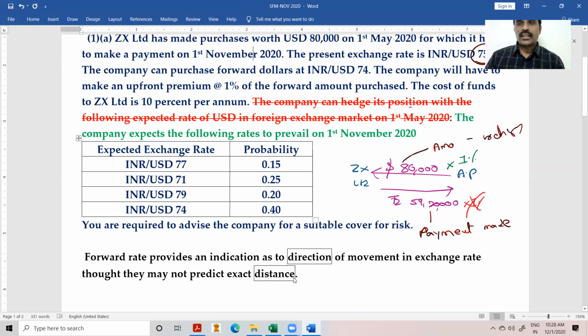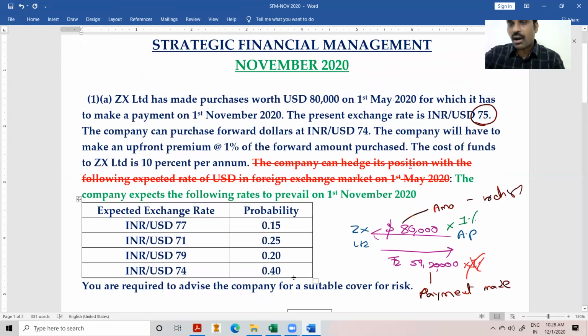That means if you look at the question, the spot rate is 75 and the forward rate is 74. That means the forward rate is less than the spot rate. The forward rate is quoting at a discount. That means there are more chances of the forward rate falling rather than rising.